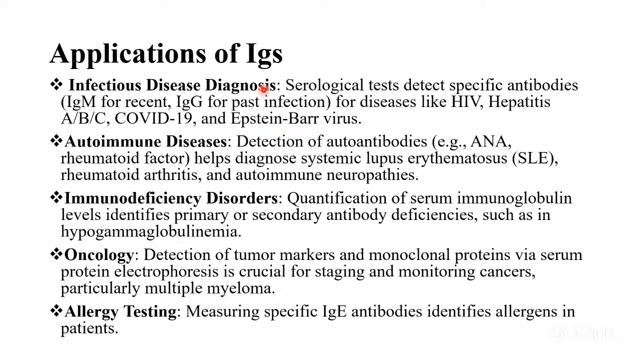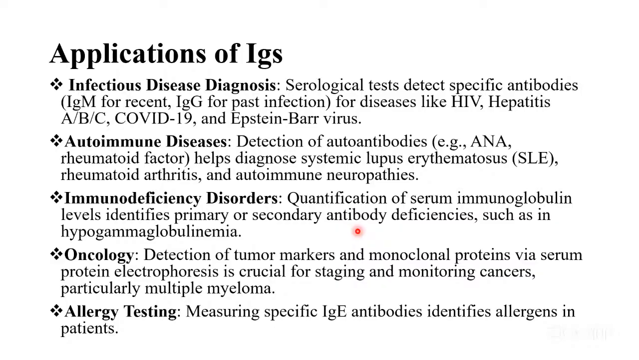And a brief mention of the application of antibodies in infectious disease diagnosis. We have serologies, ELISA, everything. Autoimmune diseases, as we've seen, and then immunodeficiency disorders, where there's actual quantification of the different classes of immunoglobulins.